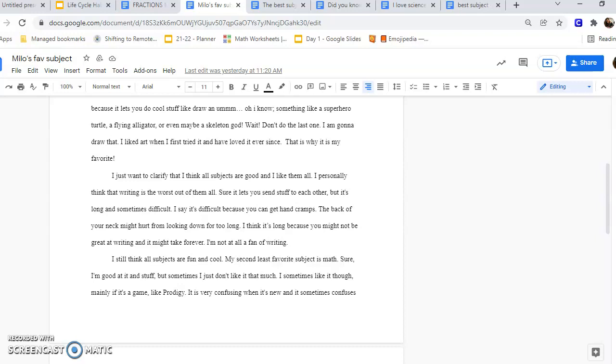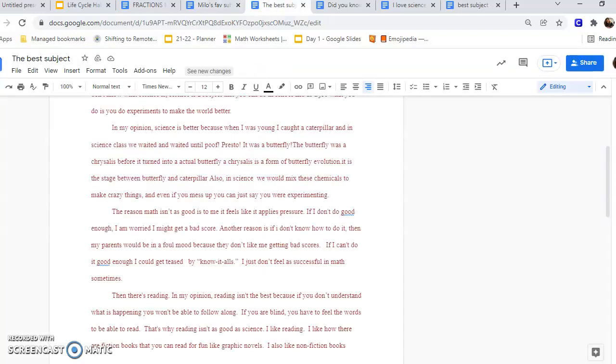This particular student has gross motor difficulties because he gets hand cramps when he's writing. And his neck hurts because he looks down for too long because it takes him so long to write. So then looking for strategies to help him specifically is something that I'm able to do from the feedback he's giving to me on why he isn't liking writing.